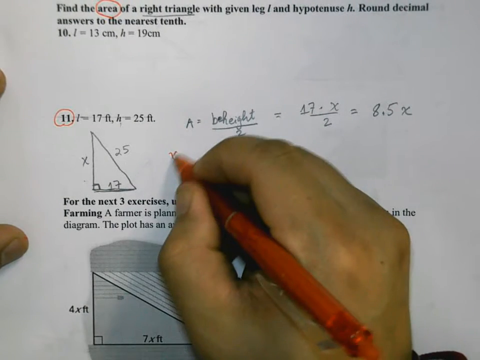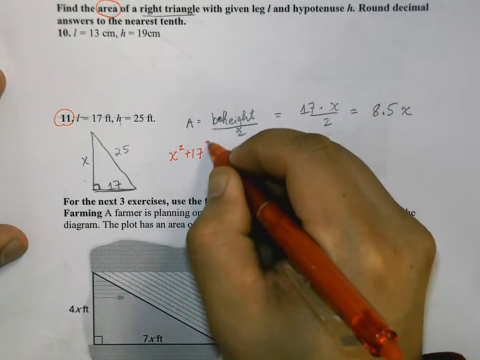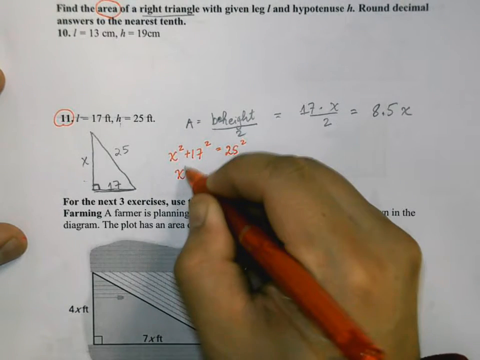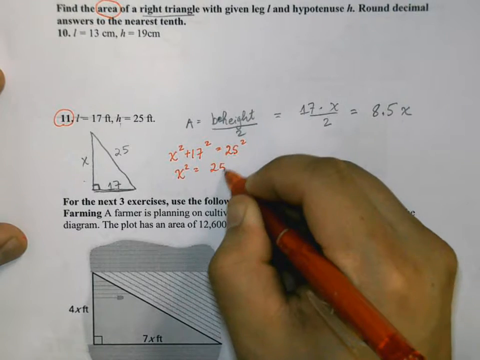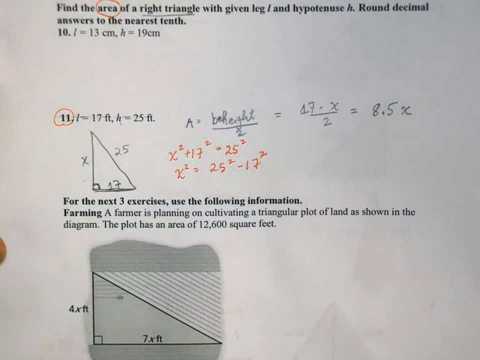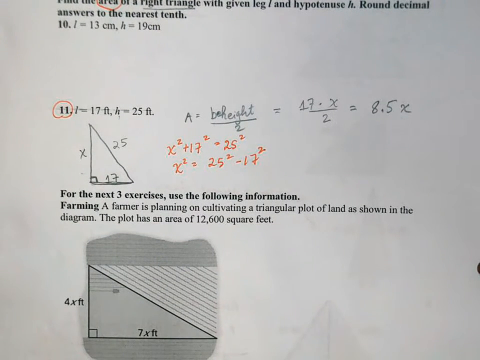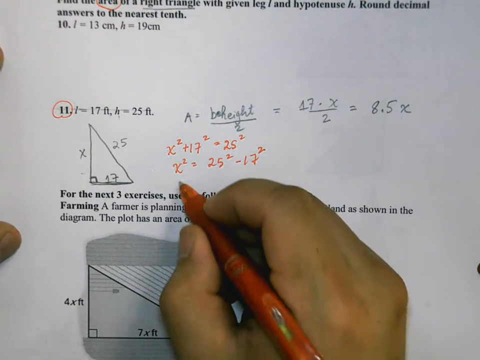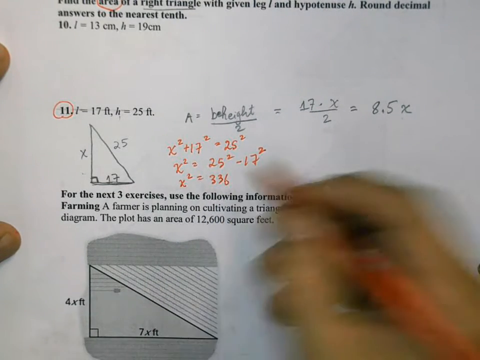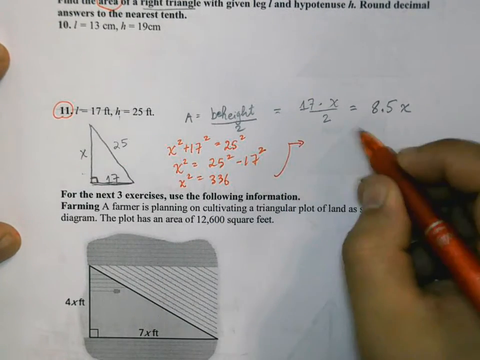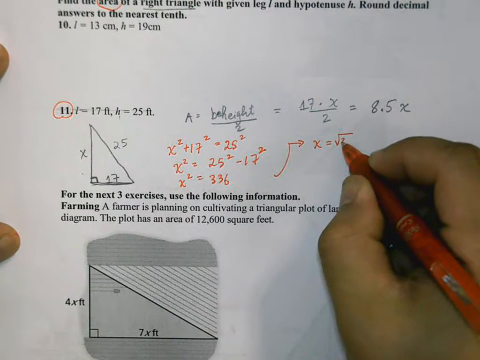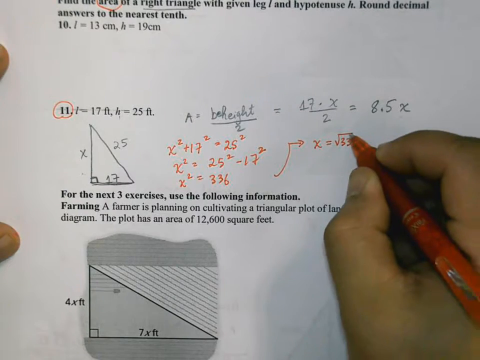So using the Pythagorean theorem, x squared plus 17 squared is equal to 25 squared. x squared is equal to 25 squared minus 17 squared. So this tells me that x squared is equal to 336. And I'm going to continue up here. That means x is equal to the square root of 336.